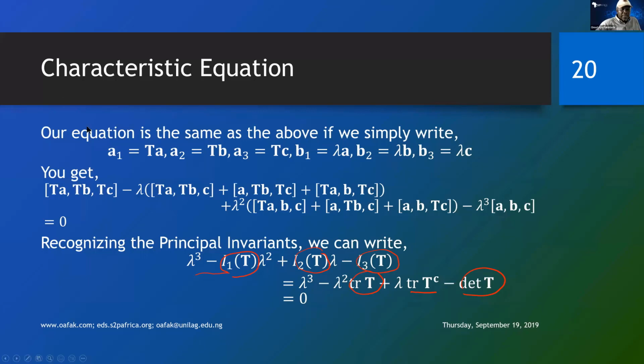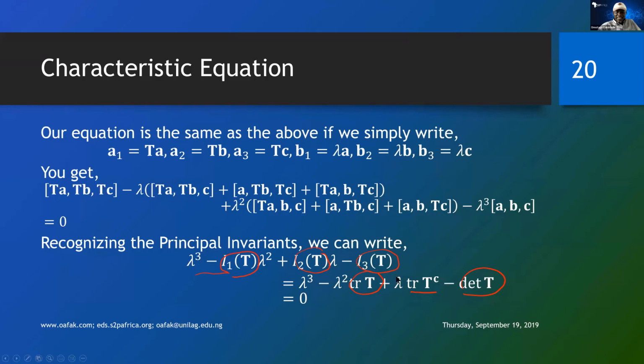So when you make A1 TA, A2 TB, A3 TC, B1 lambda A, and so on, once you just substitute, you will get this expression from the expression before it. That is it. And if you now remember that if you divide everything here by A, B, C, which is a scalar, that is the triple product of A, B, and C is a scalar you can use to divide everything. TA, TB, TC. If you do that, you just have minus lambda squared, plus lambda squared I1, that is the first invariant, and then here you have minus lambda, the second invariant, and then the last one will just be the determinant, because TA TB TC over ABC is the determinant.